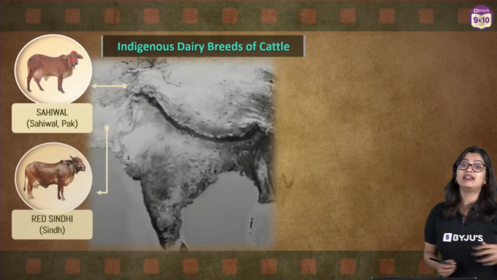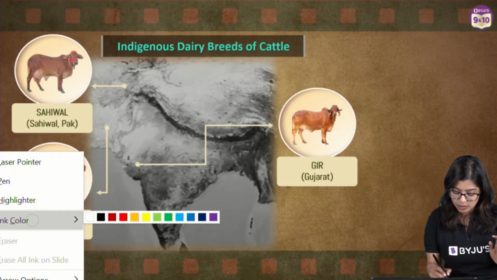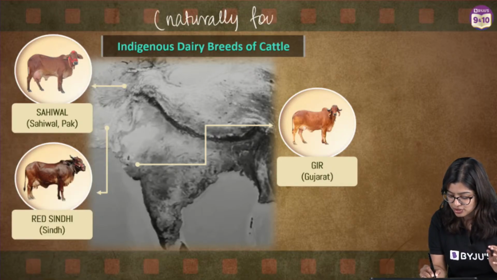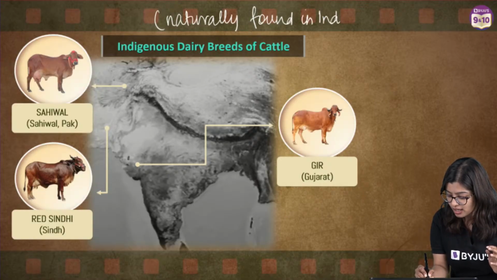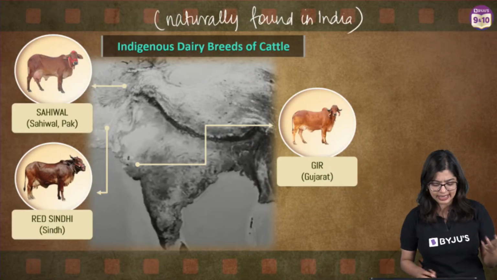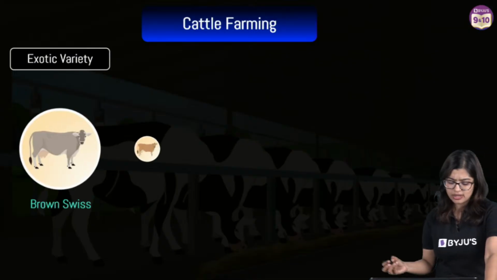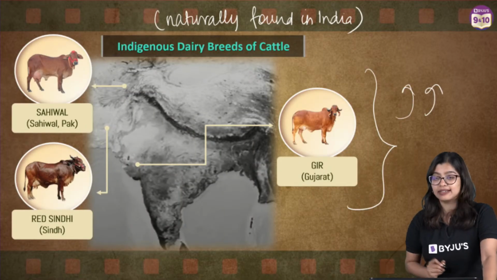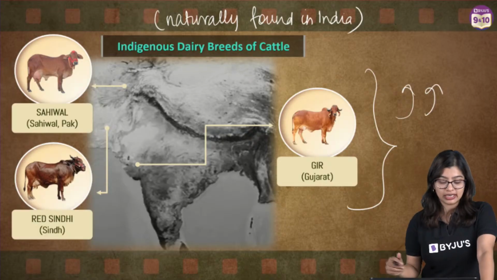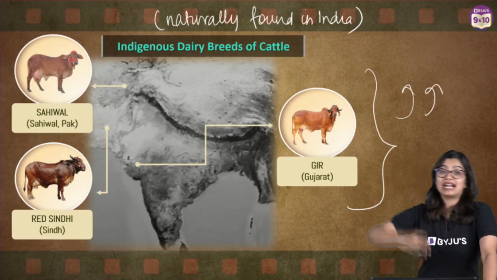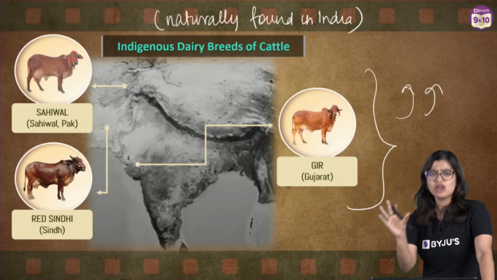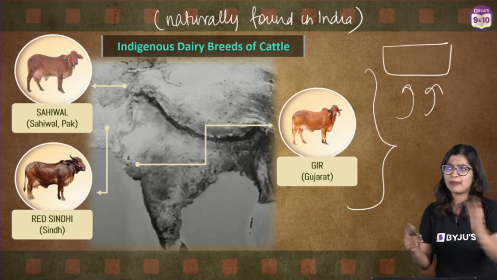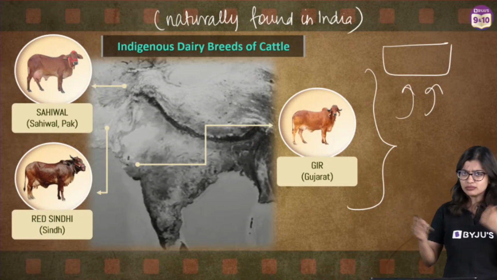If you look at indigenous breeds, those are breeds which are naturally found in India, right? In this case, Sahiwal, Gir, or Red Sindhi are some of the varieties that we see. But what you need to understand is that during their lactation period, they don't produce that much milk. They produce milk, but it's not enough. Maybe let's say it's about 1,500.